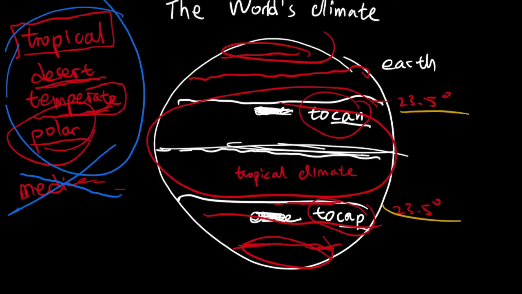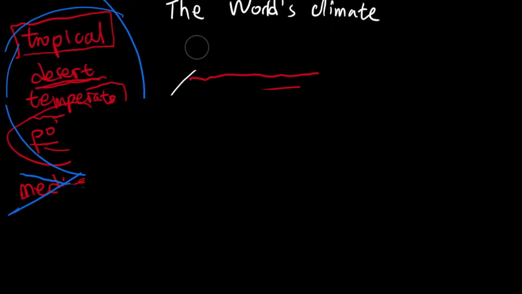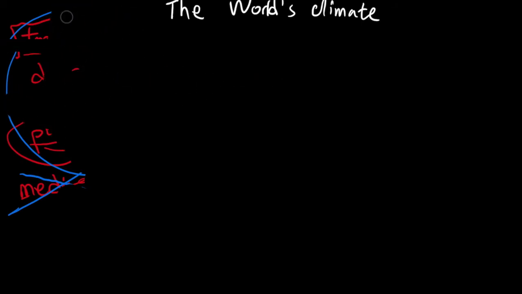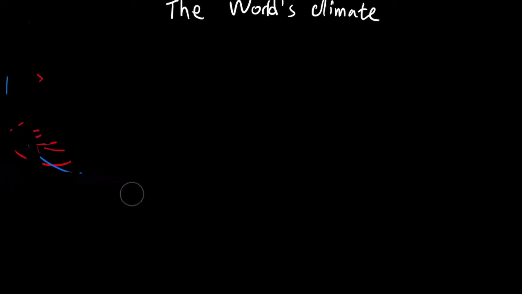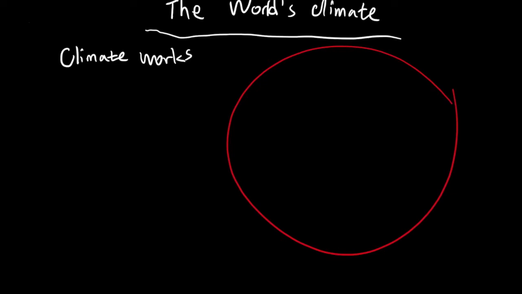So now, after learning the world's climate, let's mention some other things. Sorry for that. Okay. Let me just erase that. Okay. So it's still the world's climate, but now I'm going to mention how the climate works, which might be quite interesting. So let me still construct a square, and the equator.